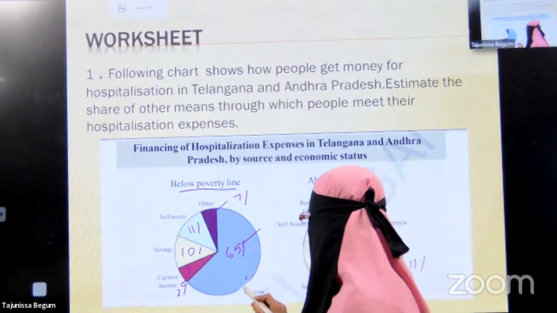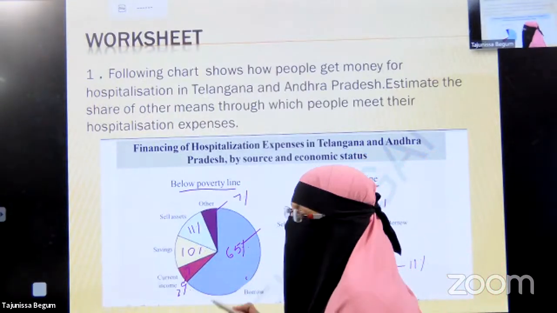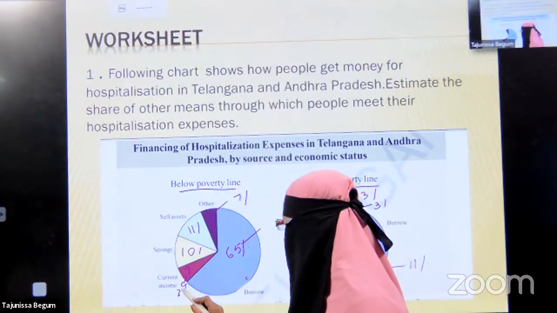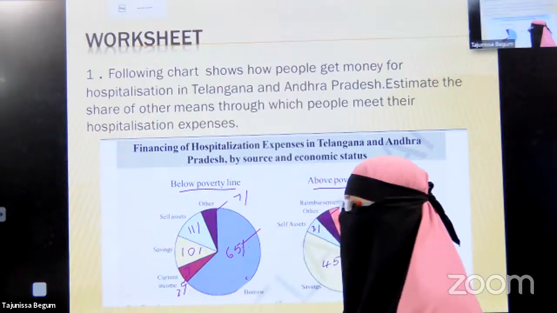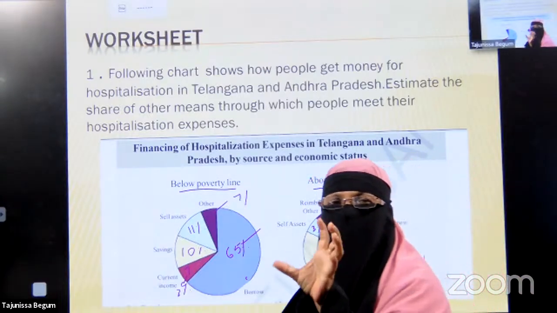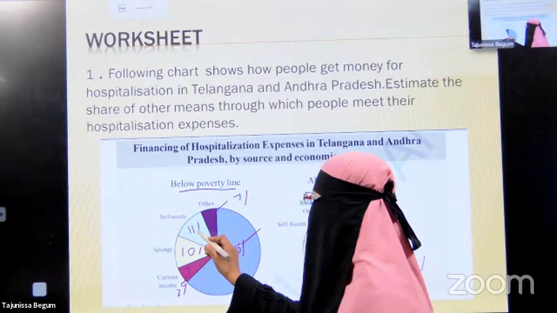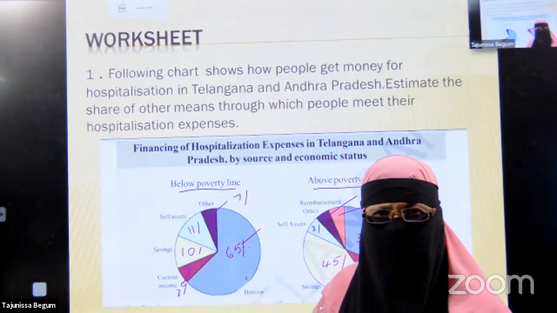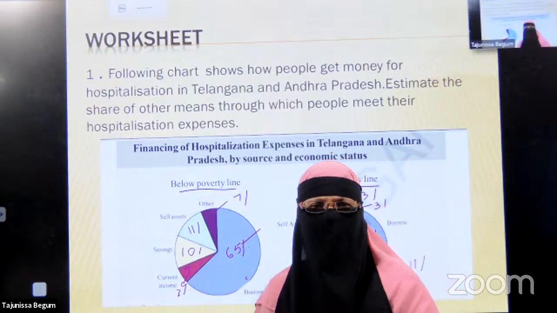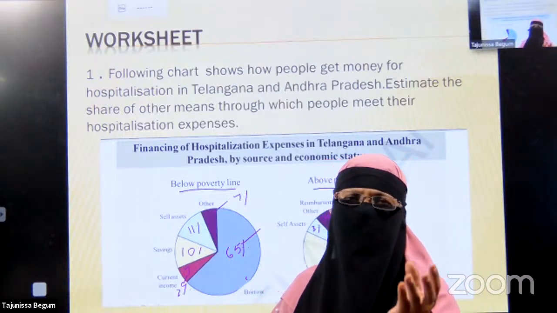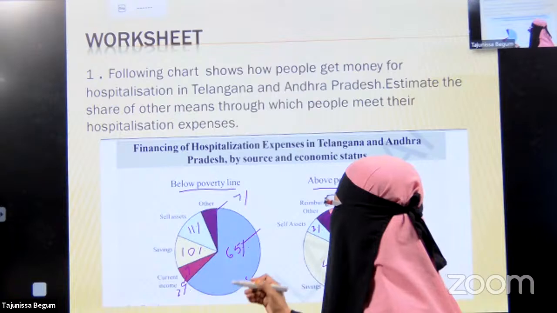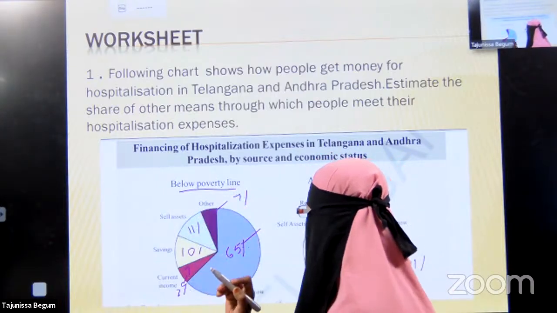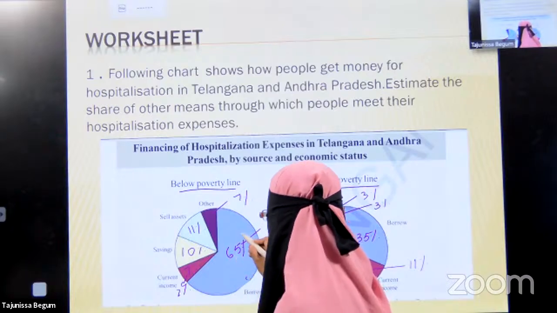See, they are borrowing 65%. These people are borrowing 65%, and they are having only 7% in current income, and savings they are having only 10% in their livelihood. They are able to save only 10%, whereas they are selling their assets. They may have some assets like a bike or some gold, they are selling that and going for the treatment. And some other things also they are taking from the people. So when we see this, out of 100, we can see 65% is borrowing.